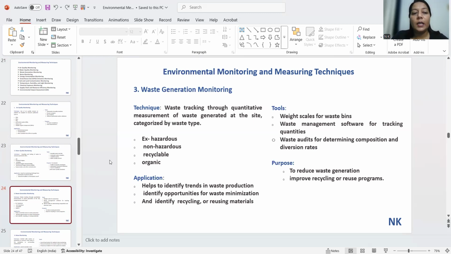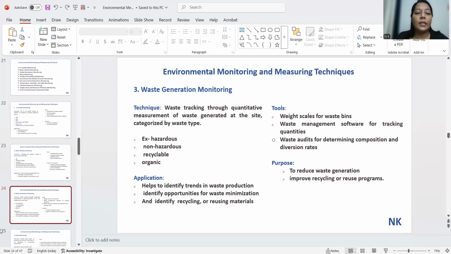In the tools part, we have weight scales for waste bins, waste management software for tracking quantities, and waste audits for determining composition and diversion rates. And the purpose is to reduce waste generation and improve recycling or reuse programs. So this is point three, waste generation monitoring.